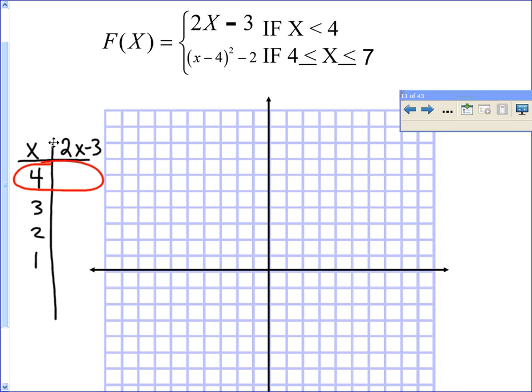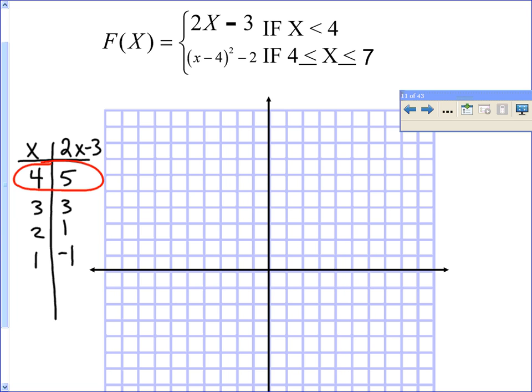Now once I have those couple of values, I'm plugging into the 2x minus 3. If x is 4, then the y value here is going to be 5. If x is 3, it's going to be 3. If it's 2, it's going to give me 1, and then 1 gives negative 1. All right, so I have that part.